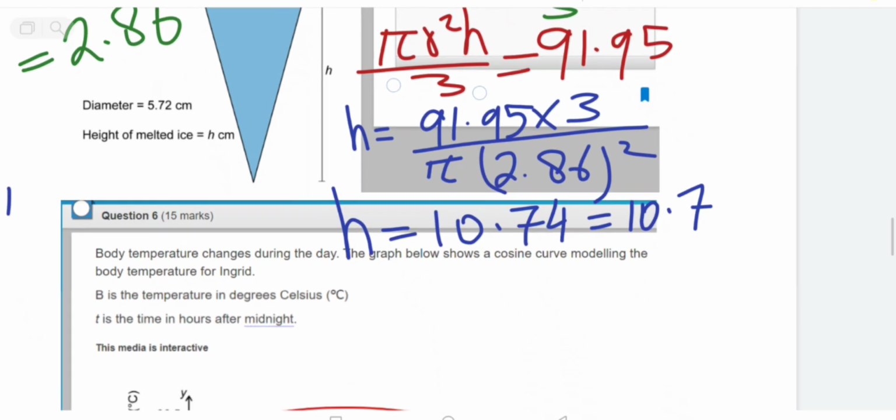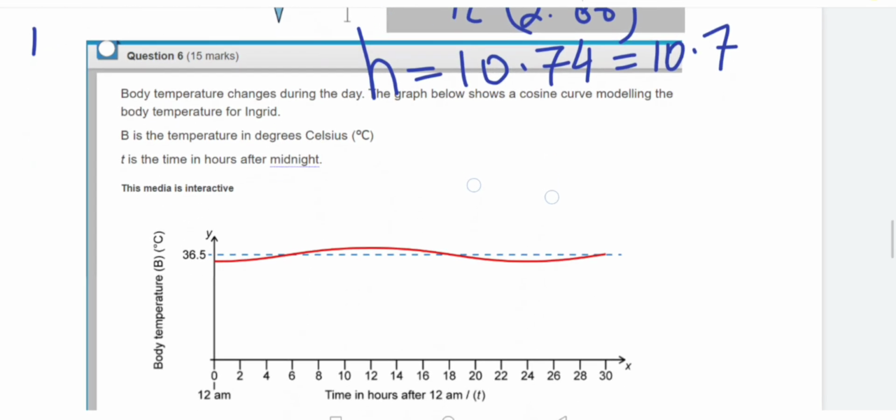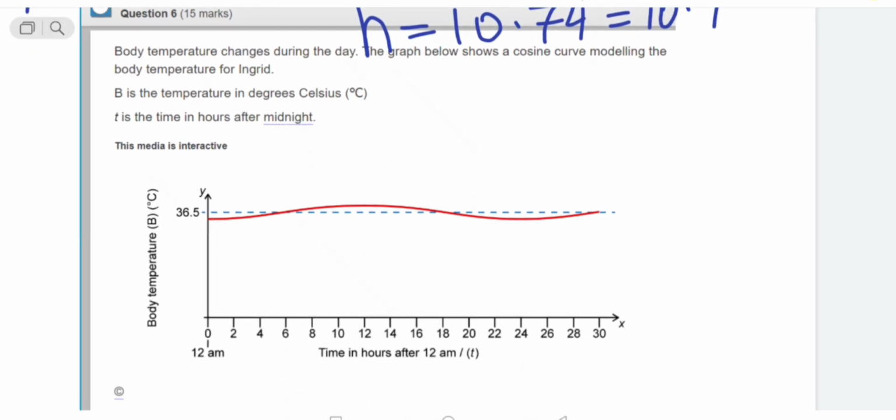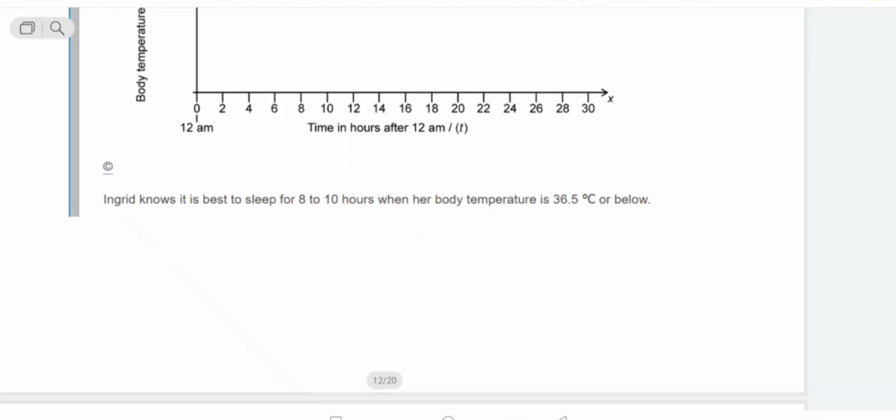So let's see question number 6. The body temperature changes during the day. The graph below shows the cosine curve modeling the temperature. You can see there is body temperature and time in hours after 12 a.m. Ingrid knows it is best to sleep 8 to 10 hours when her body temperature is 36.5 or below.